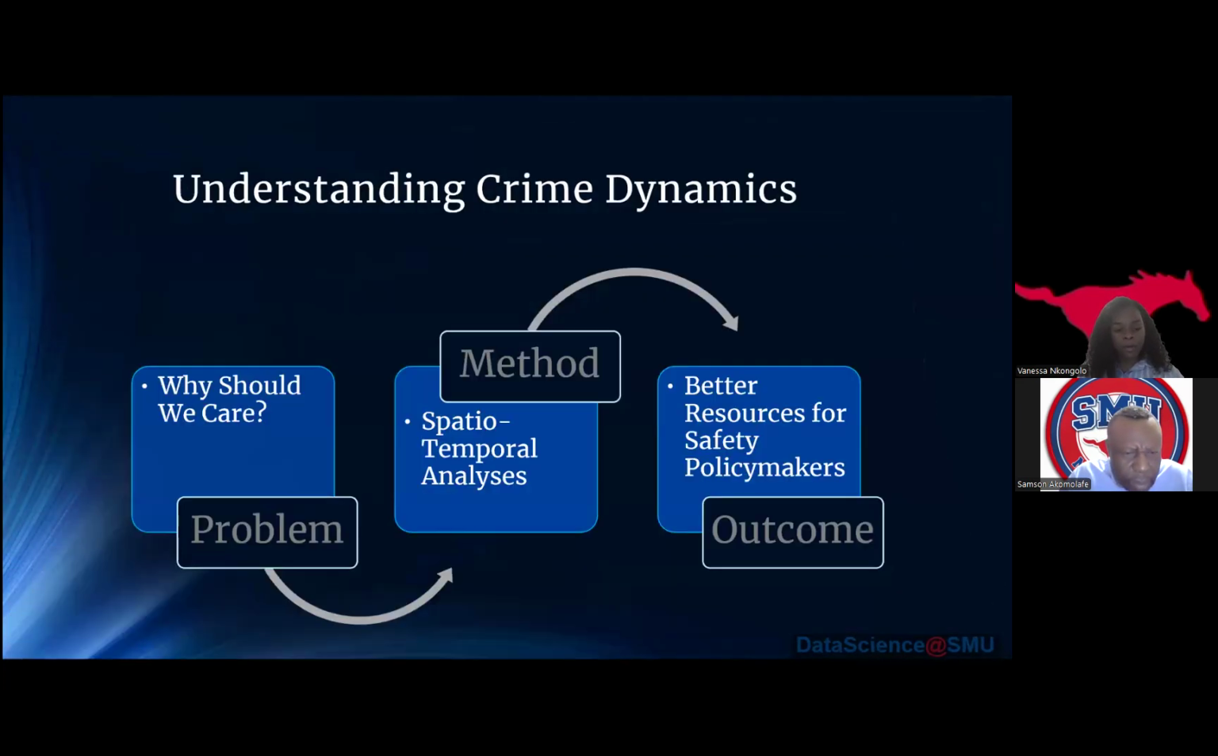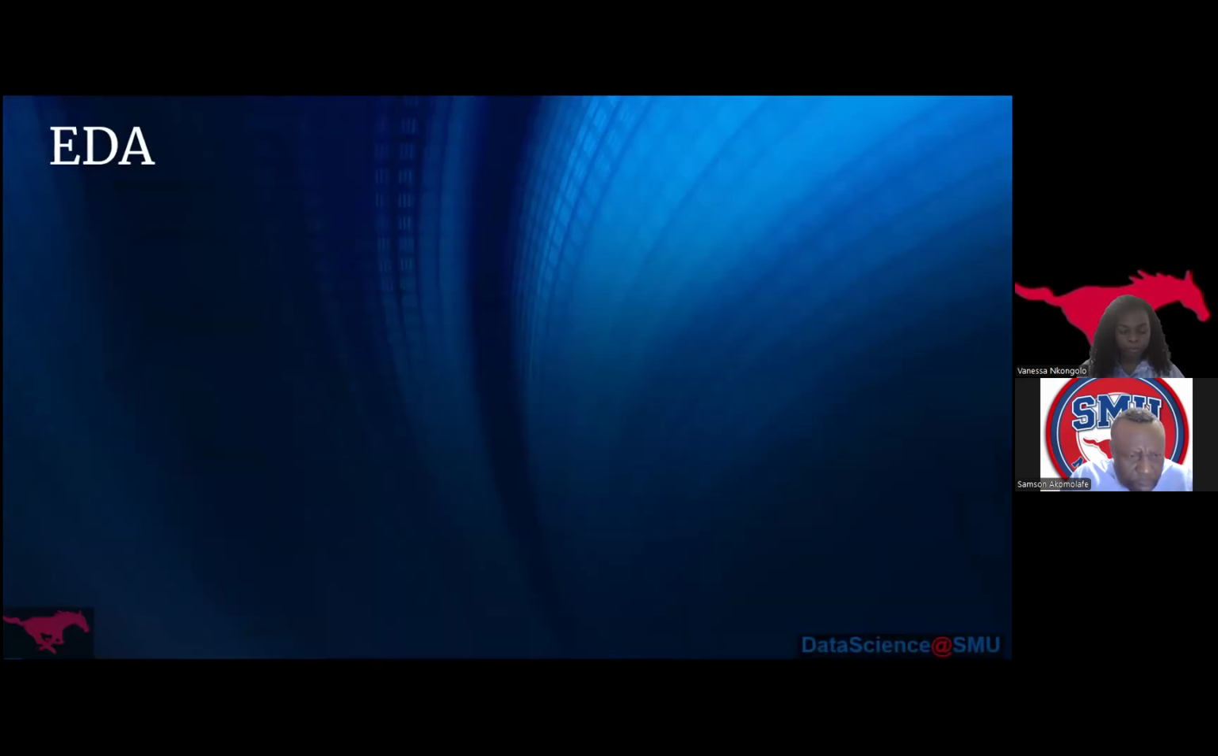So why does it matter? Why should we care? Well, crime is not evenly distributed across the country. Some states experience persistent structural pressure, while others remain relatively stable. So our method combines spatial temporal analysis, predictive modeling, and risk indexing to uncover these patterns. What's the outcome? Well, we want better resources for safety policymakers.